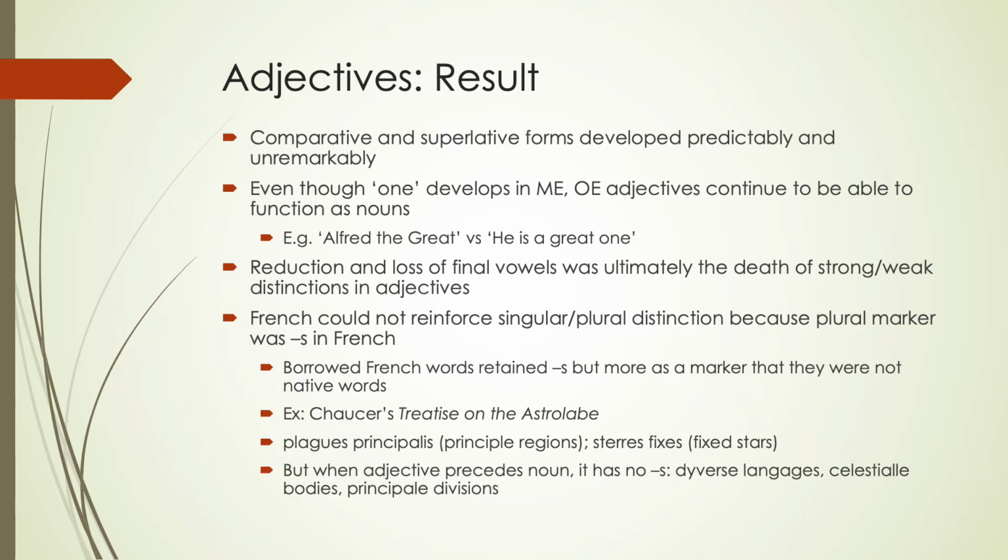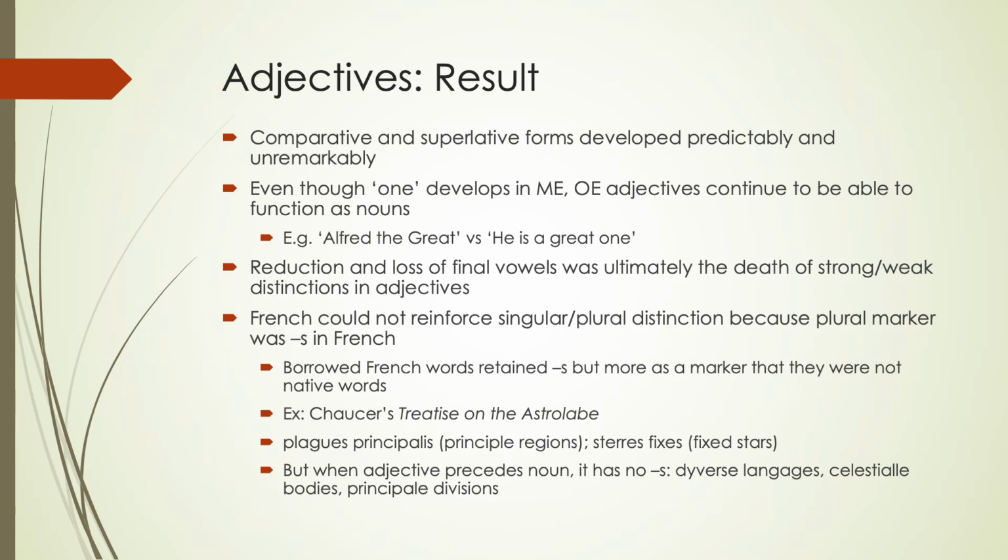So if we look at some examples from Chaucer, you see in plages principales, principal regions, steres fixes, fixed stars. You see this when you have the adjective after the noun, but if the adjective is before the noun, which is what we do in present-day English, it has no S. So diverse languages, celestial bodies, principal divisions. So we're only seeing that S being retained when the adjective is following the noun, not when it's before the noun. So this is already leading us to losing that because we ended up sticking with the pattern of keeping adjectives before nouns and we weren't adding that S ending in that case.